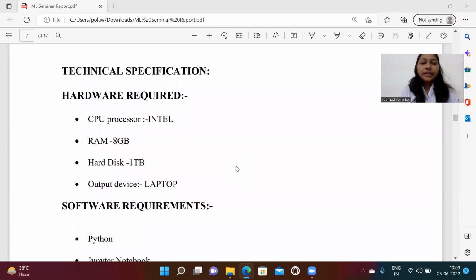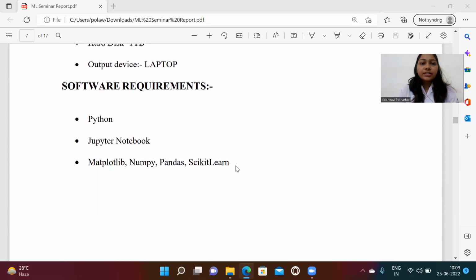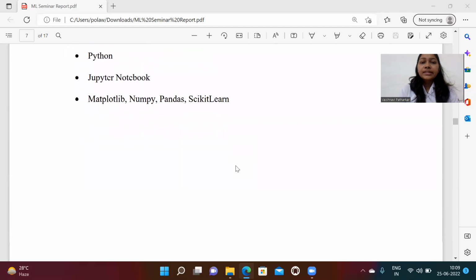So these are the technical specifications of our project. The hardware we required for this project is a CPU processor, that is Intel, RAM 8 GB, hard disk 1 TB, and the output device is a laptop. And the software requirements are Python, Jupyter Notebook for implementation, and the libraries we are using are Matplotlib, NumPy, Pandas, and Scikit-learn.